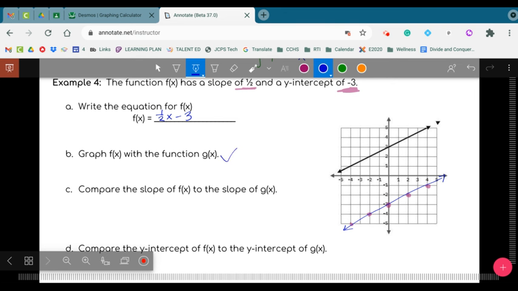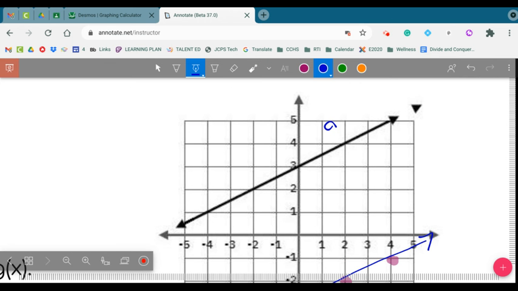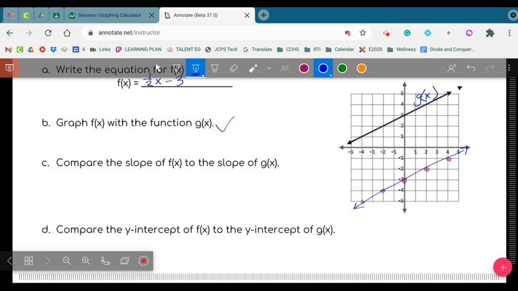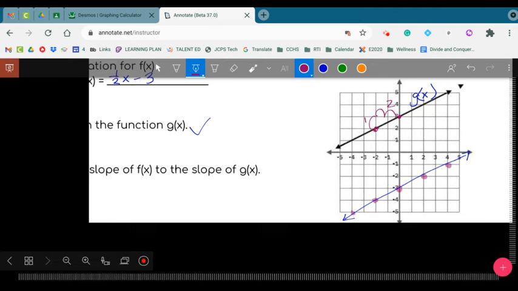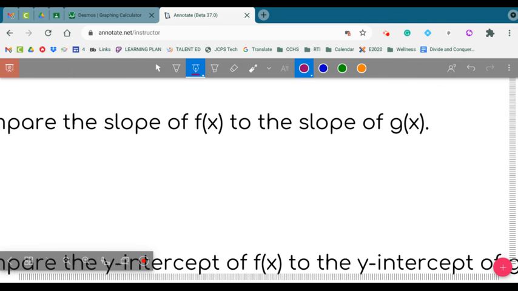It says compare the slopes of function f of x and g of x. So this is g of x up here. So whenever it says compare the slopes, we're comparing, are their slopes the same? So if we find 2 points on this line, are we rising 1 and running 2? Yes. So compare the slopes. The slopes are the same.